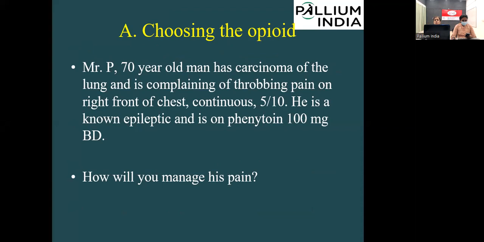Next, we'll see how you will choose an opioid. There are so many opioids, right? Fentanyl, morphine, injection, oral, everything. So this is a 70-year-old man who has carcinoma of lung and he has severe throbbing pain on the front of the chest. He's telling it is 5 out of 10. But he has a history of epilepsy and he's taking the anti-epileptic phenytoin. So the pain is moderate. Which drug in the WHO ladder will you choose for moderate pain? Which drug can be given to this patient?